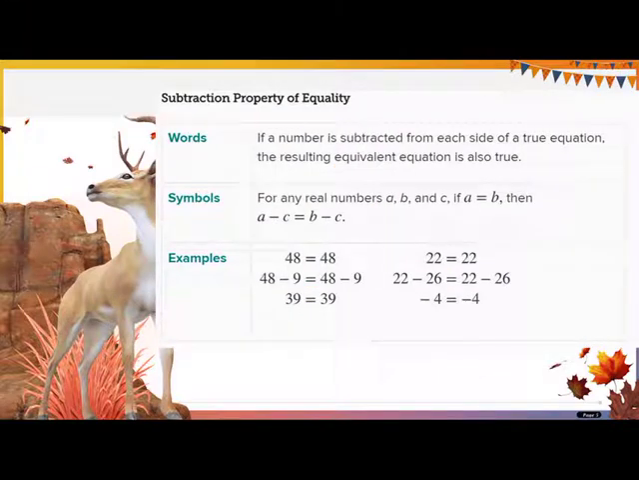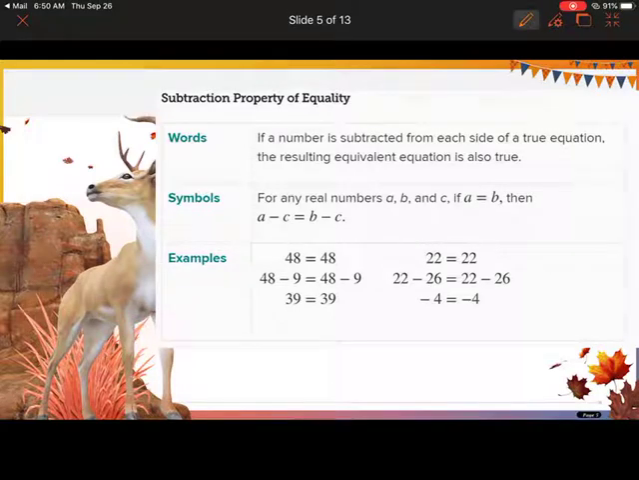Subtraction property of equality. Once again, we have 3 different ways we're defining it. In words, if a number is subtracted from each side of a true equation, the resulting equivalent equation is also true. So this is the same thing as addition. If I have 48 equals 48, we agree that 48 is equal. If we subtract 9 from both sides, we end up with 39 equals 39. So as long as you do it to both sides, we're cool. It's fine.